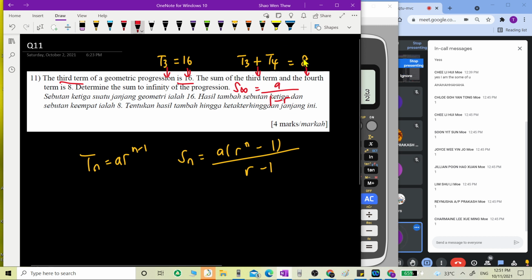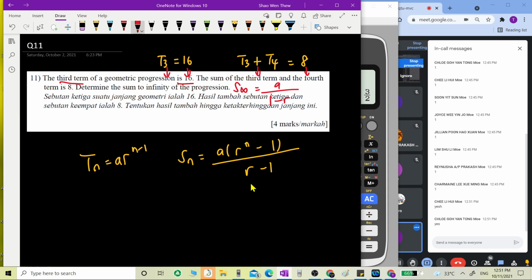So you have two equations, right? This one and this one. You only need to continue. Two equations can solve for A and R. Two equations can help you to find A and R. Once you get A and R, then you can write the formula. So far, can you understand my planning? Okay or not? Can everyone understand?